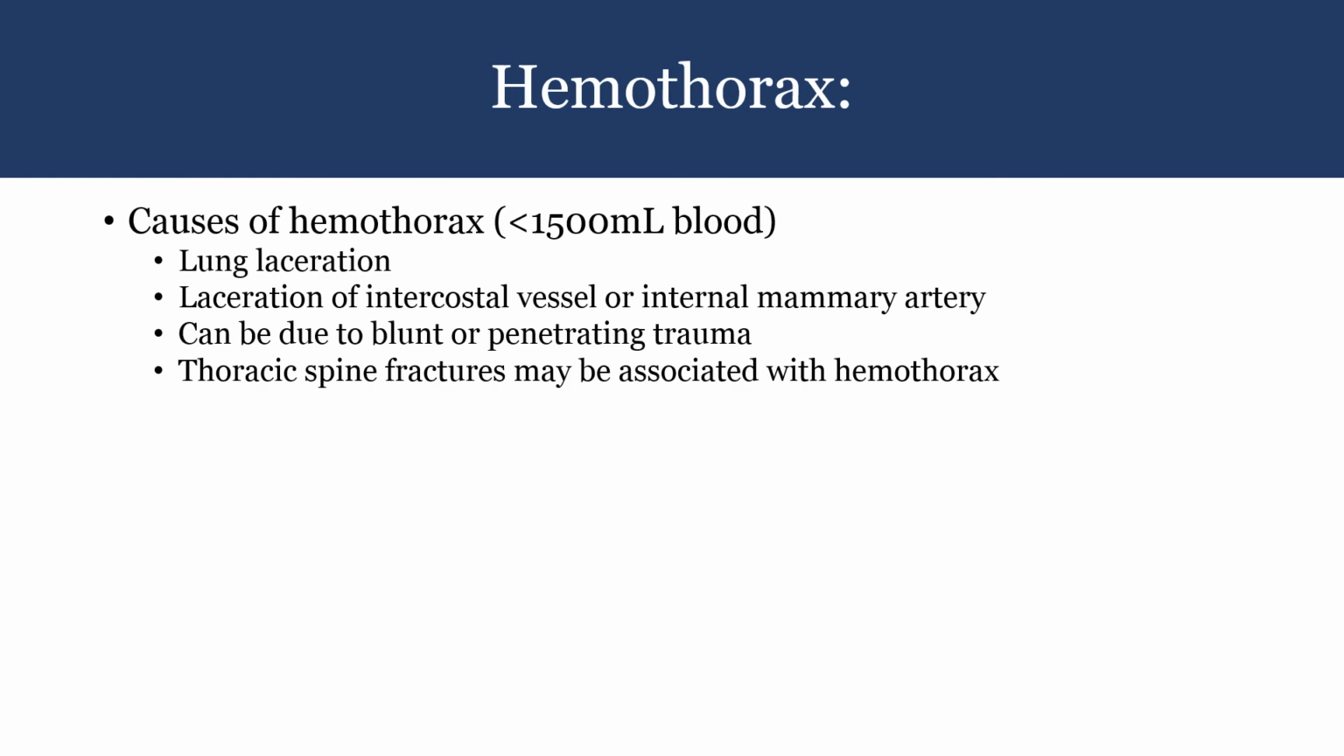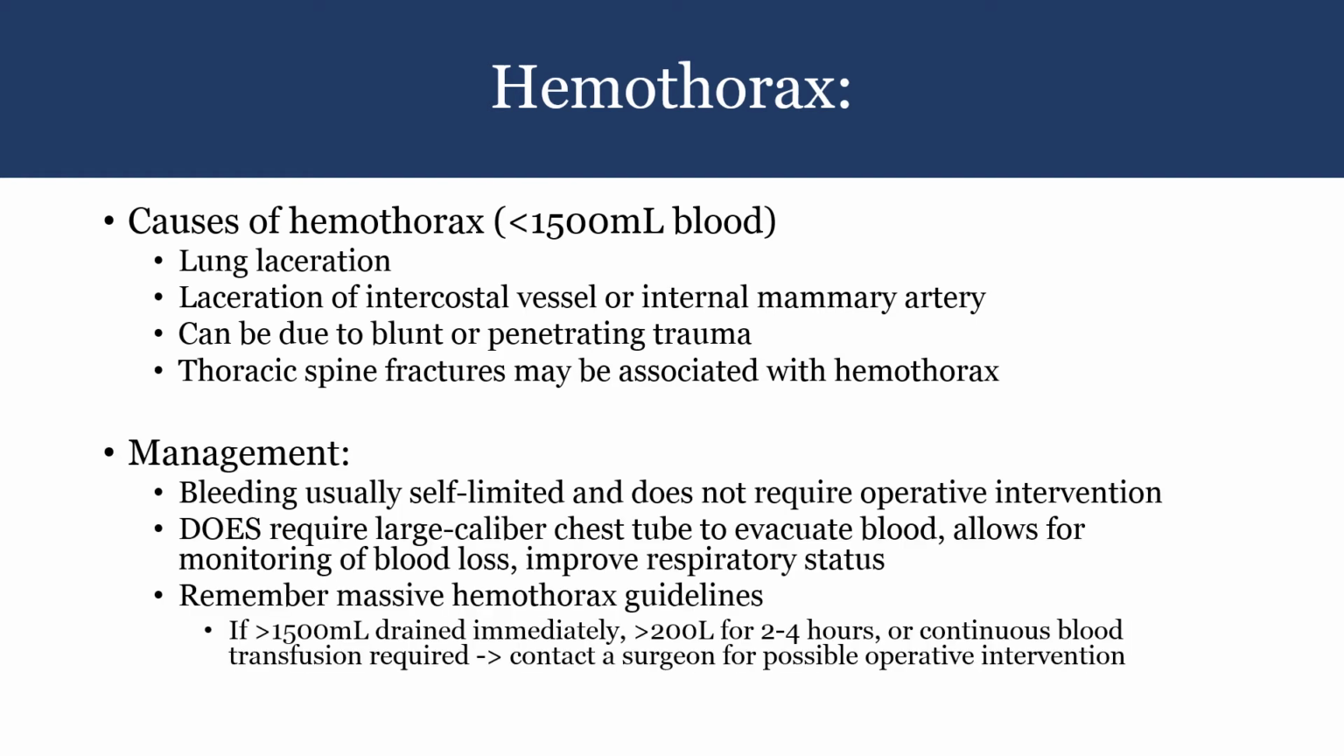Hemothorax, simple hemothorax. When we talk about this, remember we talked about massive as more than 1,500 cc's. For the simple, it is less than 1,500 cc's of blood. Causes being lung lacerations, lacerations of the intercostal vessels or internal mammary artery, and this can also result either from blunt or penetrating trauma. Also, thoracic spine fractures may be associated with hemothorax.